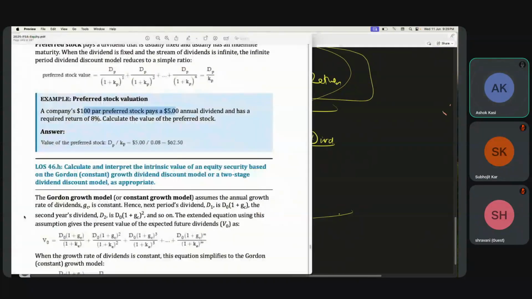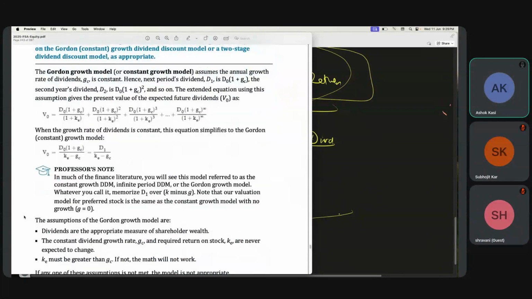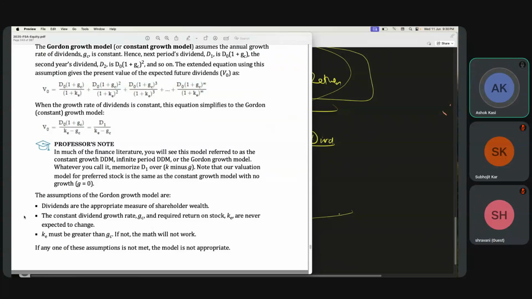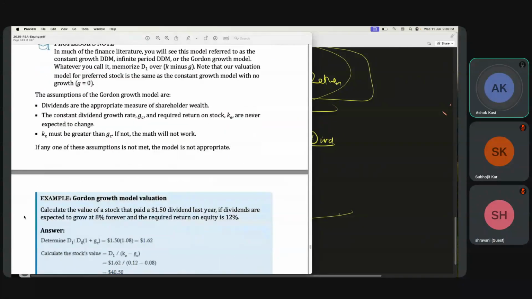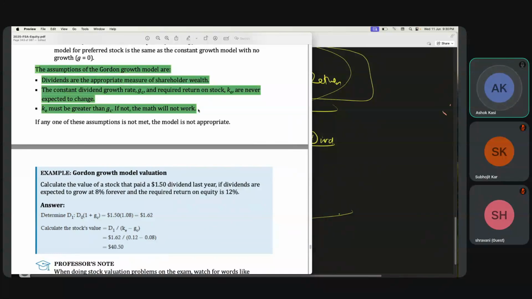Okay, fine. Then the next one, the Gordon growth model. A very, very important one. These are the notations, and these are the assumptions. When should you use the Gordon growth model?